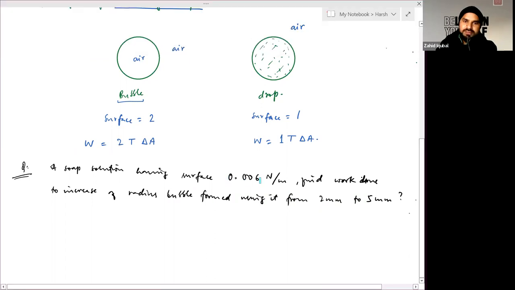We have surface tension, this. Calculate your values in terms of pi.